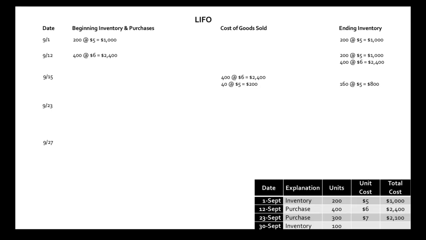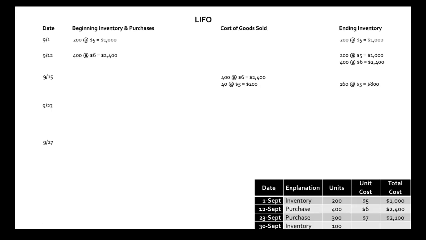Right? So last in, first out, we take the inventory that just came in, the last one that just came in. Now, for our ending inventory, we go piece by piece again, right? Do we have any units left at $5? Yes, we had 200 and we sold 40. So we have 160 units left at $5 a piece. Do we have any units left at $6 a piece? No, right? We had 400 and then we just sold all 400 of them. So that's how we get our ending inventory now of 160 units at $5 a piece.